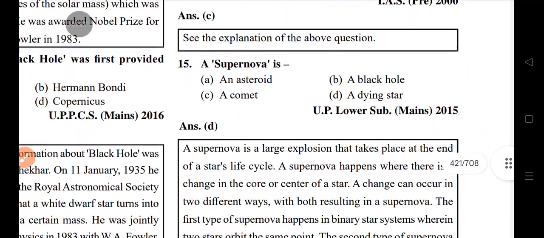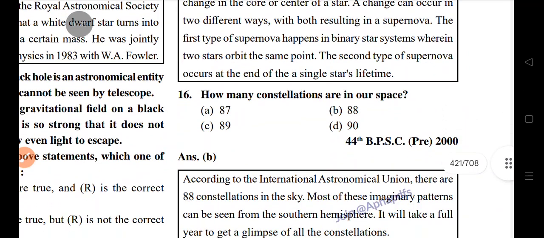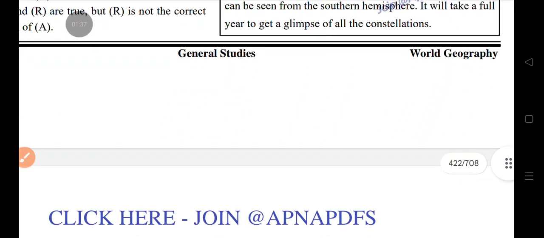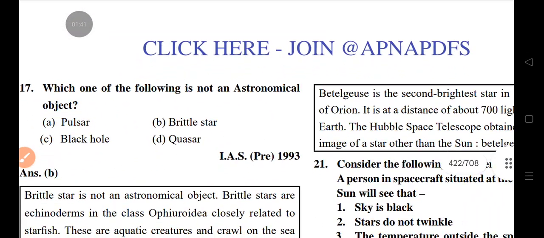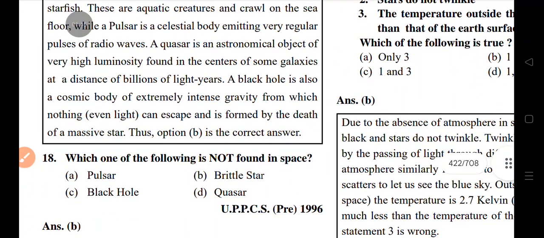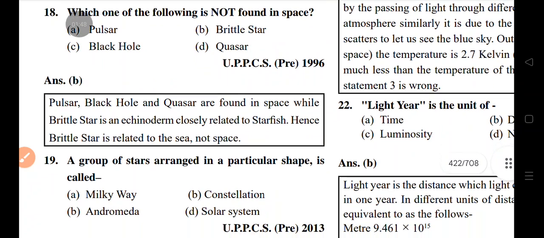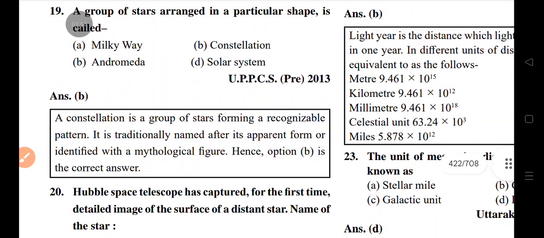Supernova is a dying star. How many constellations are in our space? 88. Which one is not an astronomical object? Brittle star, not found in space. A group of stars arranged in a particular shape is called a constellation.